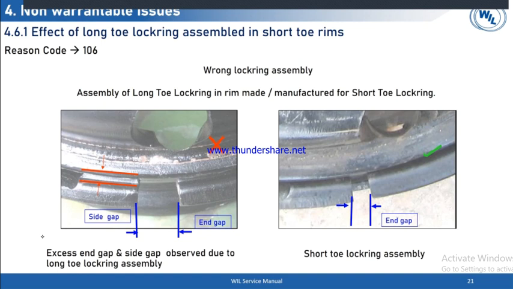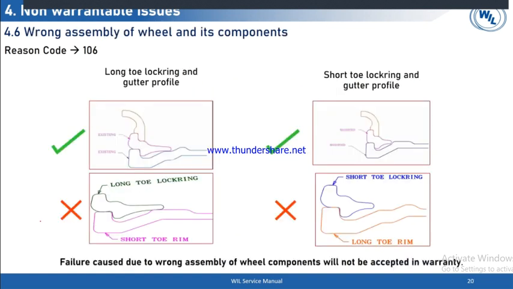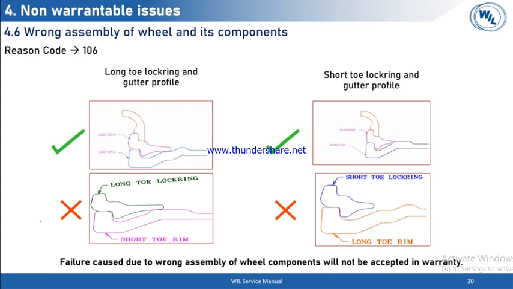Sir, what is the possibility you are telling about? This short toe, this long toe and all. From customers, with multiple vehicles changing, how does it happen, sir? The question is you are telling about long toe lock ring and short toe lock ring. So how has it happened? Is it accidental? How does it happen from the customer side?